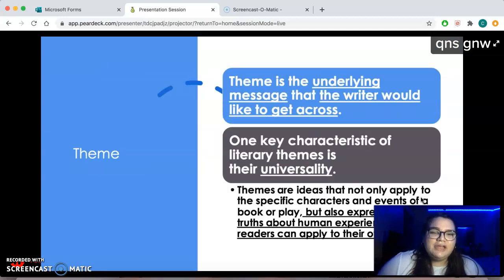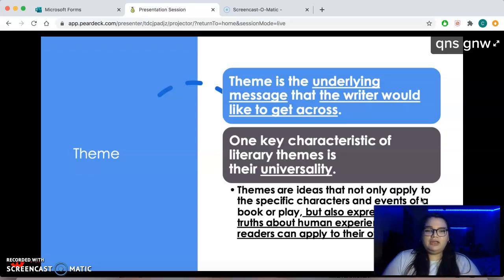Theme is the underlying message that the writer would like to get across. One key characteristic of literary themes is their universality. Right? Remember, universality means that it's something that everyone in the universe can relate to, right? If you remember my example, if I hit myself, you know what pain feels like. So you would be able to understand if I go like, oh, my arm, right? So again, theme, that's the same thing.